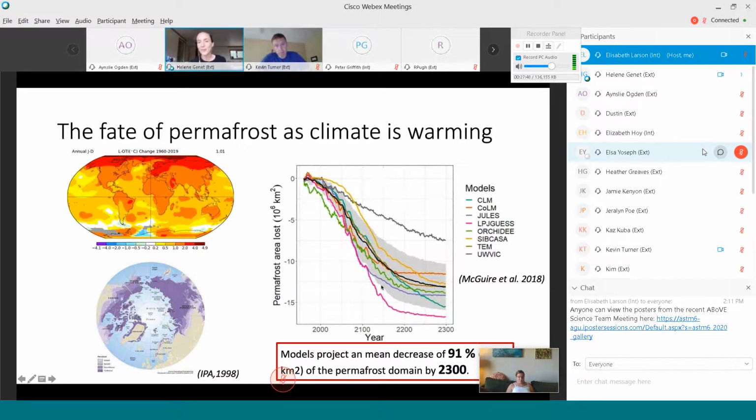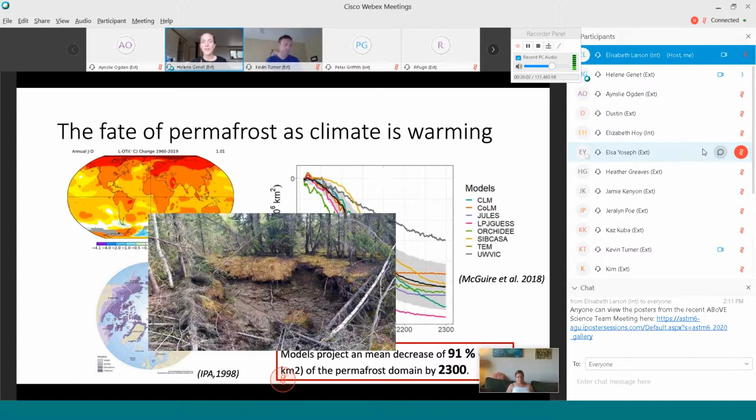So in response to warming, permafrost is dying. These models represent a vertical thaw of the permafrost, and that's what I'm going to talk about in this presentation. I'm not going to talk about what Kevin studied, which is permafrost lateral degradation, like thermokarst features or thermal erosion. So this is for the next talk. I was hoping to talk about that today, but there is not enough time.